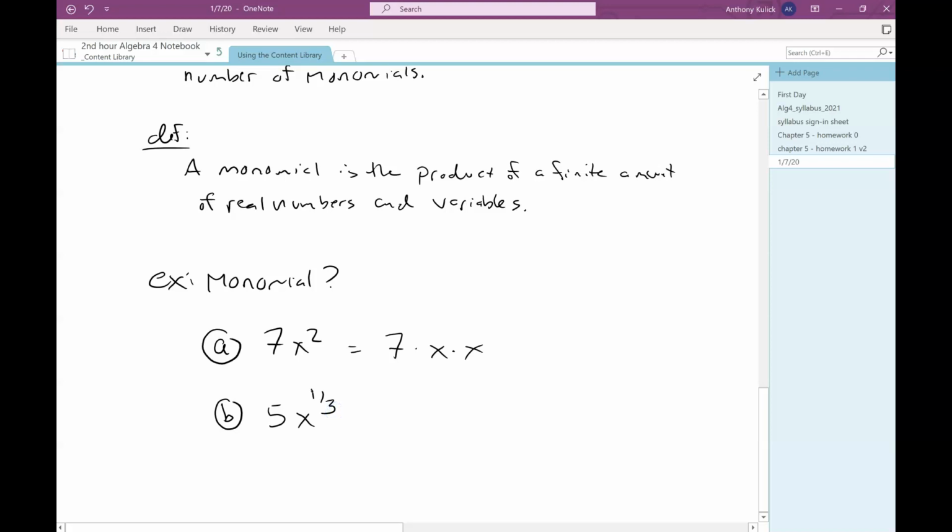Yes, sir? The polynomial is the product of a finite what? Amount. Oh. Yep. Okay. So one thing we can say straight away then is that the exponent on the variable must be a whole number, right? Okay.